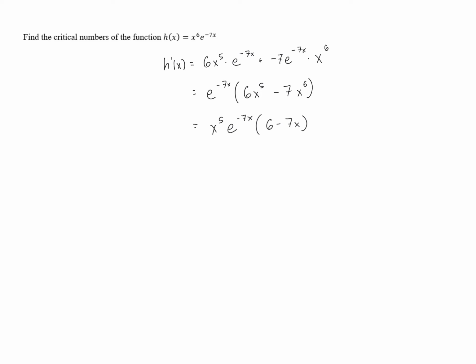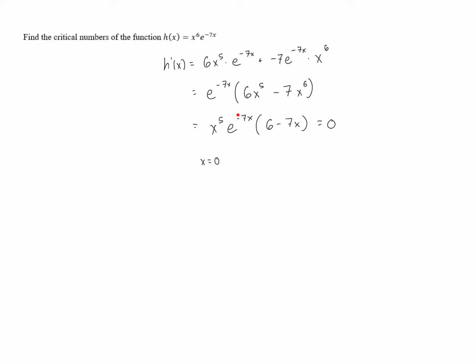Now, there's no point at which this is undefined. The polynomial factors and the exponential factor are defined for all real numbers. So really, we just need to know when this equals 0. And if we look at each factor, x to the fifth equals 0, specifically when x is 0. So one of our critical numbers is x equals 0.